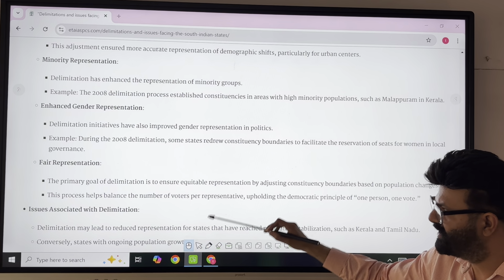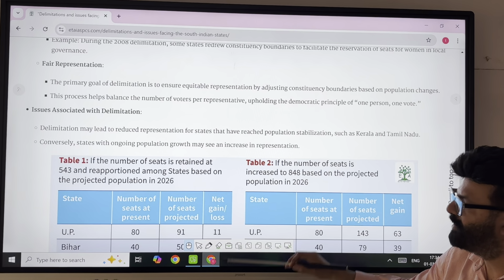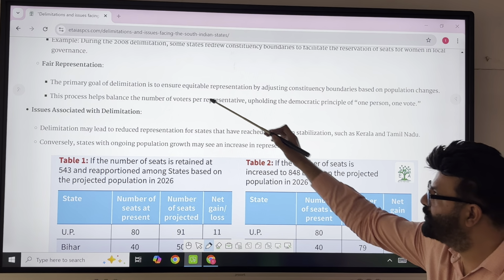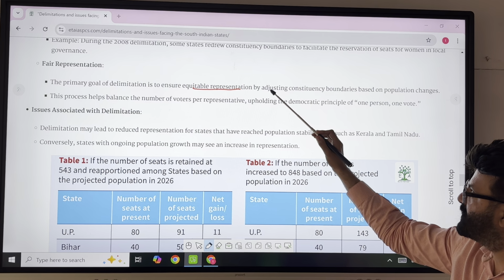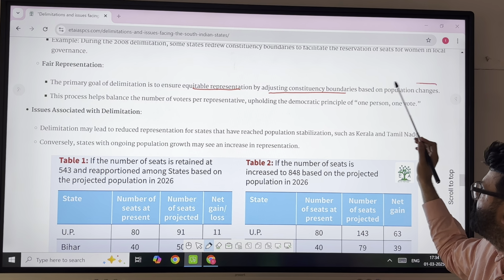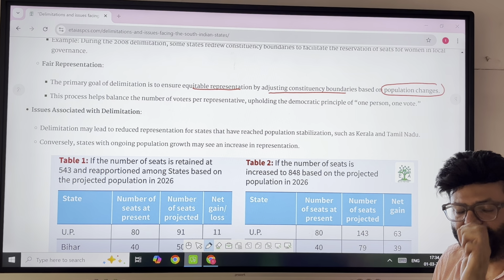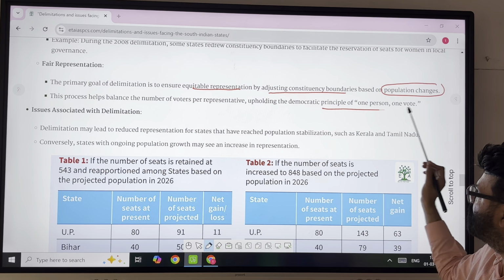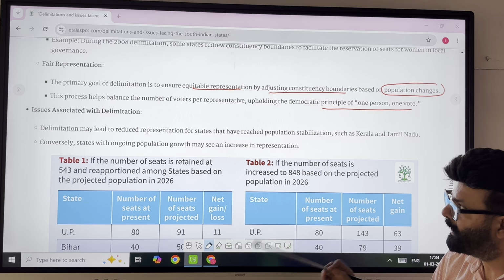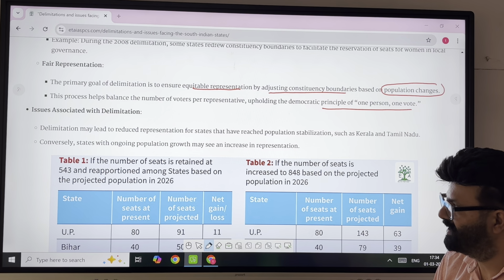Fair representation. Now look, what is the primary goal of delimitation? The primary goal is to ensure equitable representation by adjusting constituency boundaries based on population changes. And one thing delimitation stands for is the principle of one person, one vote. Now, issues associated with it.